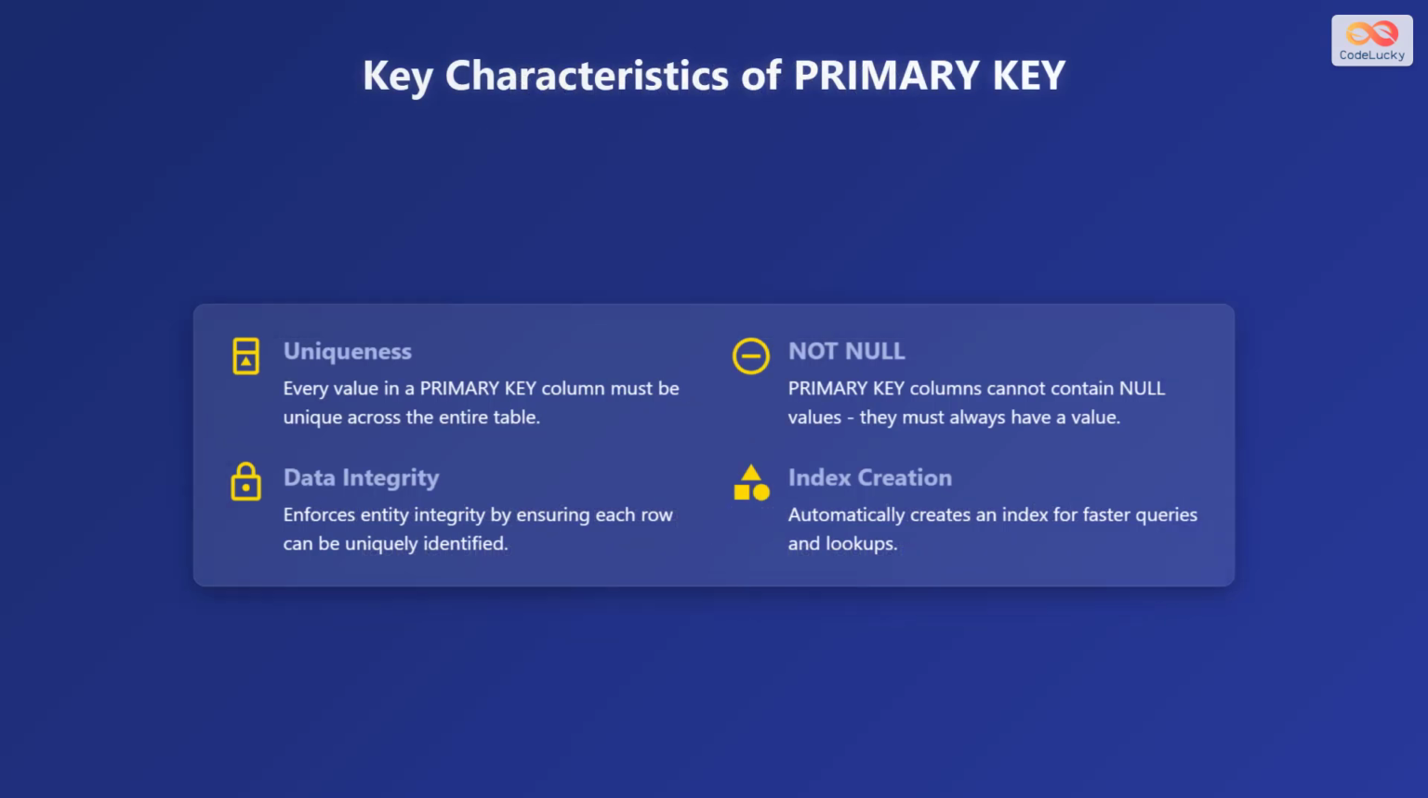Here are the key characteristics of a primary key. First, uniqueness. Every value in a primary key column must be unique across the entire table. Second, not null. Primary key columns cannot contain null values. They must always have a value. Third, data integrity. Primary keys enforce entity integrity by ensuring each row can be uniquely identified. Fourth, index creation. A primary key automatically creates an index for faster queries and lookups.